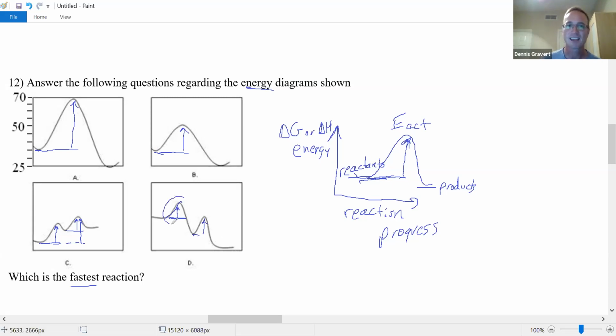So this has the smallest activation energy. Smallest activation energy symbolizes E sub act. That makes the fastest reaction D.